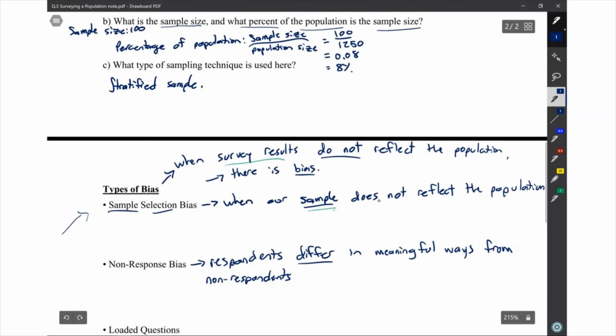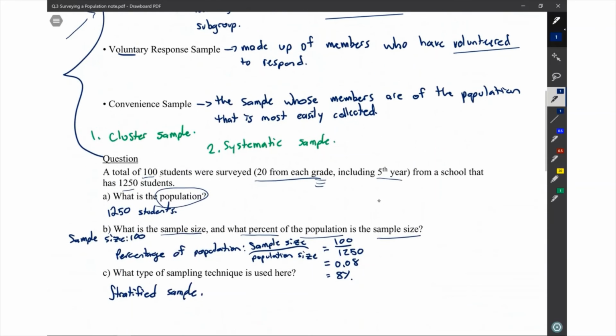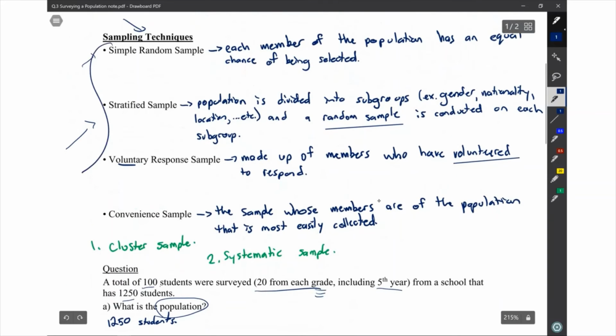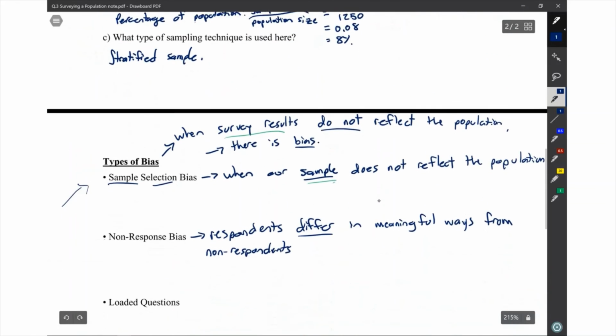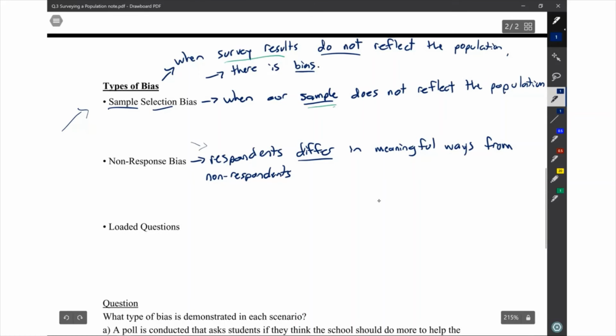Now this is similar to sample selection bias, but often this can be caused by taking a convenient sample or a voluntary response sample, where maybe you're not choosing the sample on your own. But either way, the respondents that have chosen themselves to show up to be a part of your survey, they're still not indicative of the population.